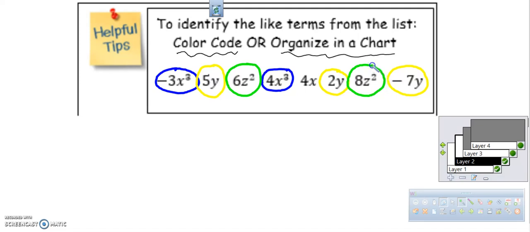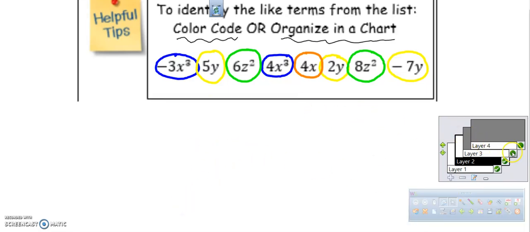Same variable, same power. And my final term that I have that hasn't been circled with any like terms yet is 4x, and it's the last term, so it doesn't have any others but itself. So we've matched up these like terms. What we're going to be learning next is how to combine these like terms.